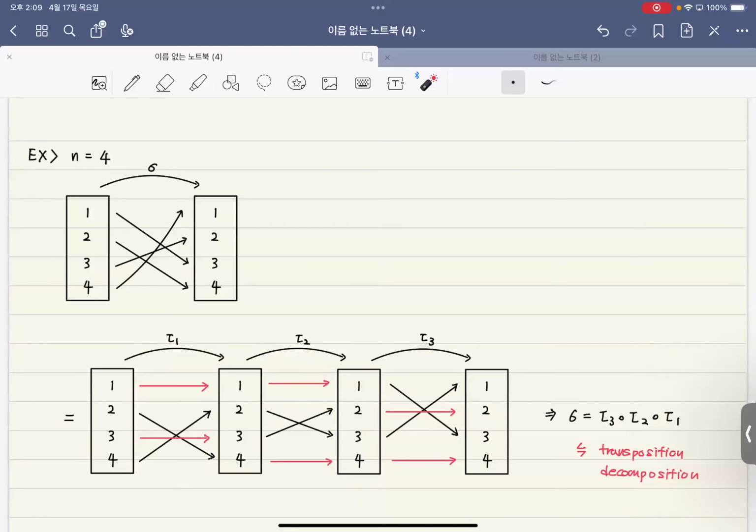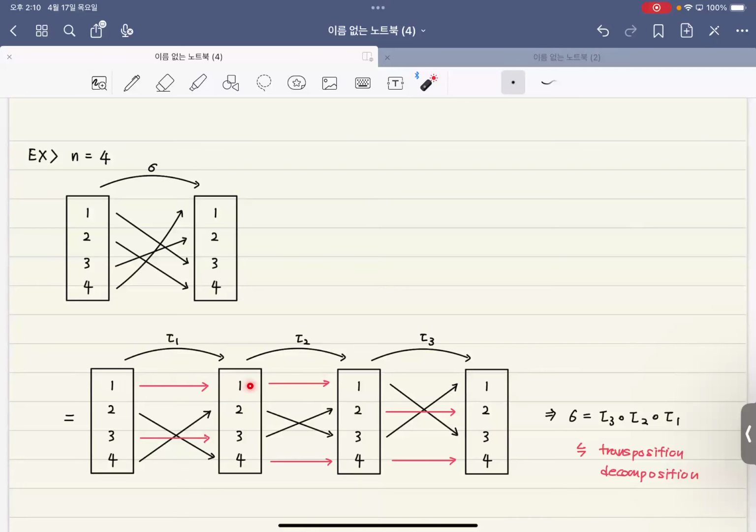How? Just by doing this. I have composed tau 1, tau 2, tau 3 in this order. Let me keep track of these arrows. Tau 1 exchanges 2 and 4, tau 2 exchanges 2 and 3, and tau 3 exchanges 1 and 3. So tau 1, tau 2, tau 3 are all transpositions, right?